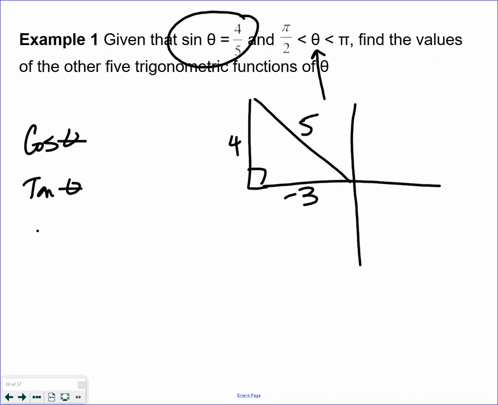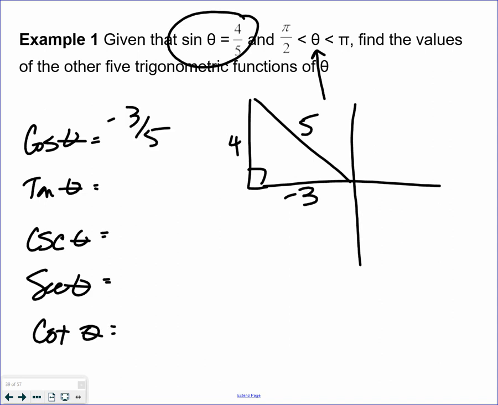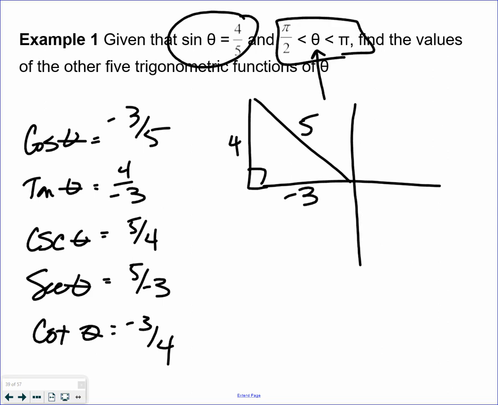What do I have left here? Cosecant, secant, and cotangent. So cosine is adjacent over hypotenuse. Tangent is opposite over adjacent. Cosecant is hypotenuse over opposite. Secant is hypotenuse over adjacent, and cotangent is adjacent over opposite. So this is actually an old question. The only thing that's new about this question is they don't tell you the quadrant, they give you an interval, which is the same as telling you a quadrant.